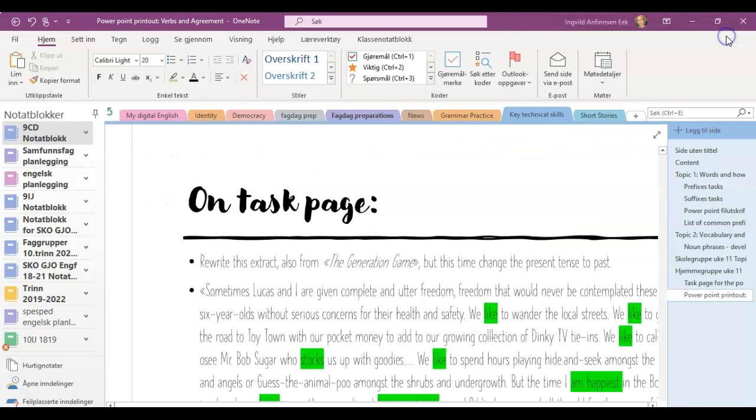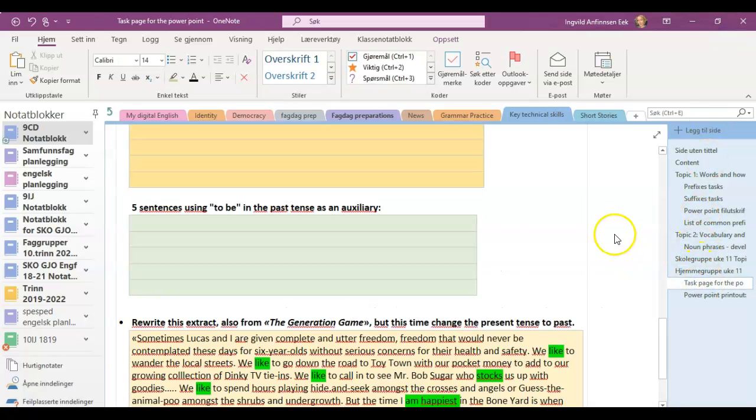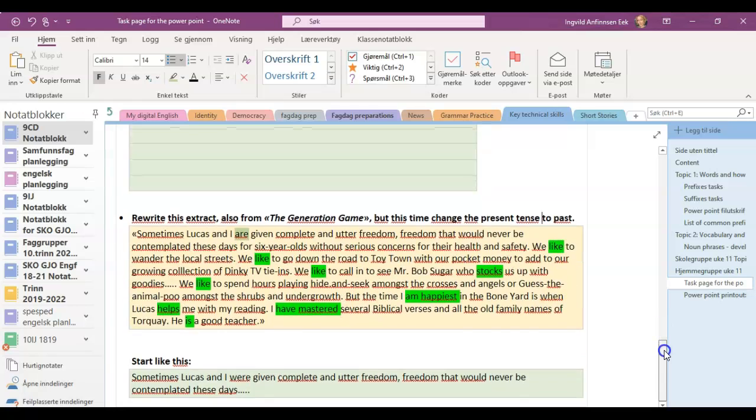We have to go back to the task page and have a look. Let's have a look here. I'm going to mark this as well, just to make it clear for you guys that I forgot this. Sometimes it's a little difficult to get everything working. All right, so all of these, rewrite it, but this time change the present tense to past.